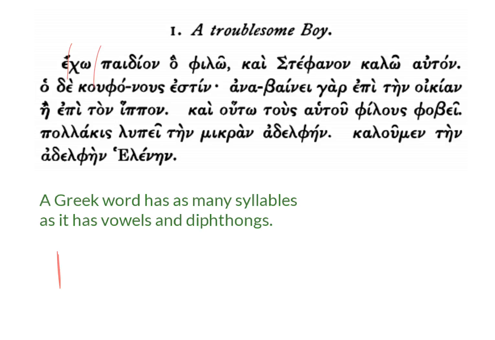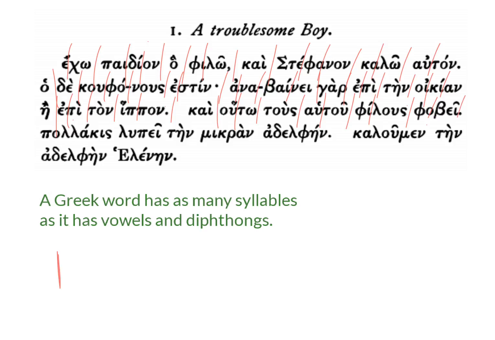We have cho, pi, de, on, ha, fi, lo, kai, sta, fa, non, ka, lo, au, ton. Ha, de, ku, fa, nous, stin, na, by, ne. Gar, pi, tain, oi, ki, on, pi, ton, hip, pon, kai, hu, to, tus, how, tu, fi, lus, fa, be. Paul, la, kis, lu, pe, tain, mi, cron, a, del, fein, ka, lu, men, tain, a, del, fein, he, le, nain, like so.